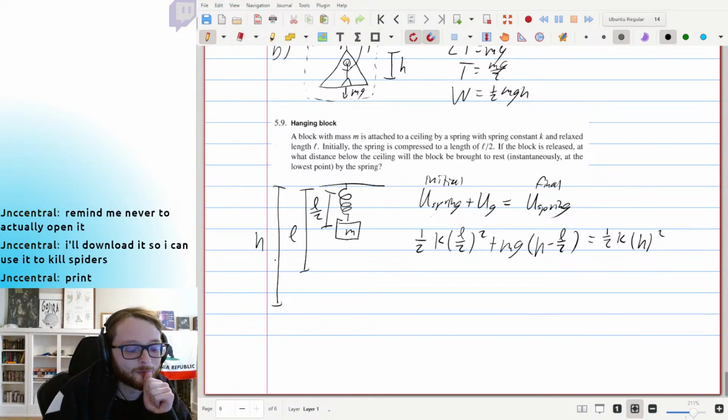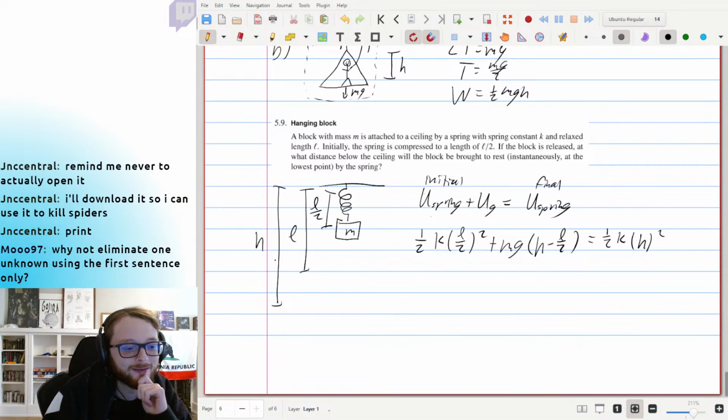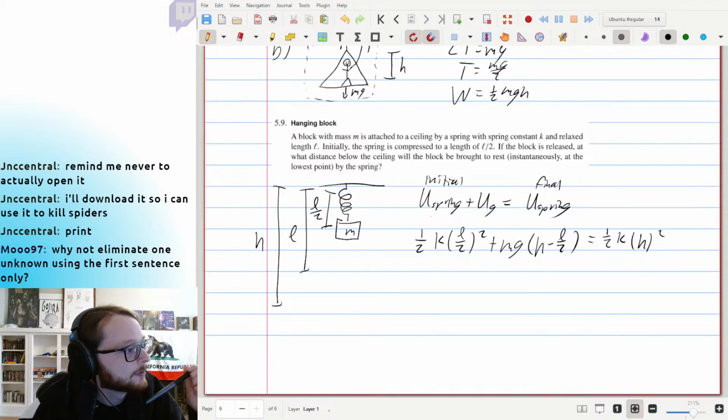Maybe to never actually open it. I wouldn't blame you. Don't think he needs to kill. You print it so he needs it to kill spiders. That'd be a good idea right there. Let's play this as looping.